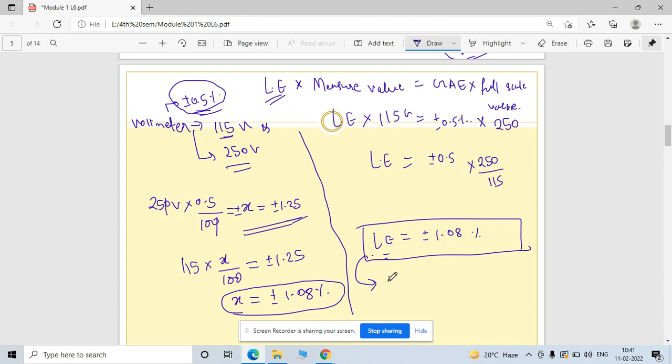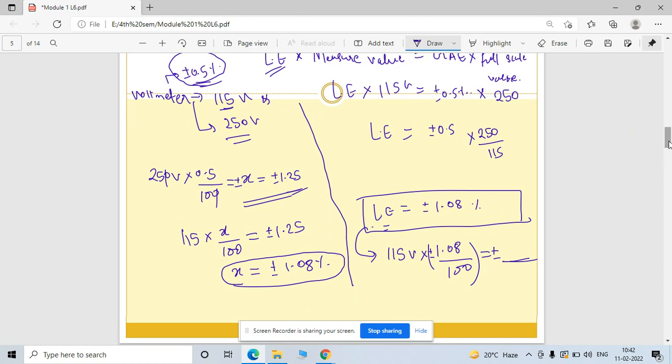So the measuring value is 115 volt, right? Into plus minus of this in terms of percentage, right? So this is nothing but 1.08 divided by 100, which is nothing but plus minus of absolute error. The only thing is that either go through this method or use this formula and find out this value in terms of percentage. Then you can calculate the absolute error. So by these two methods, you can find out this.